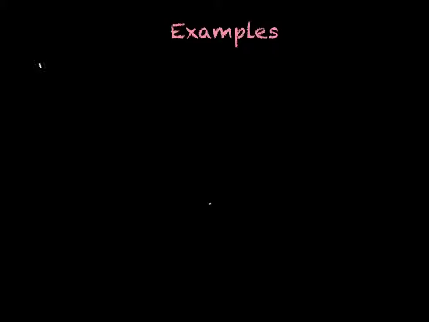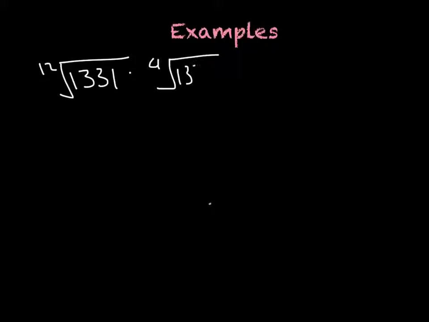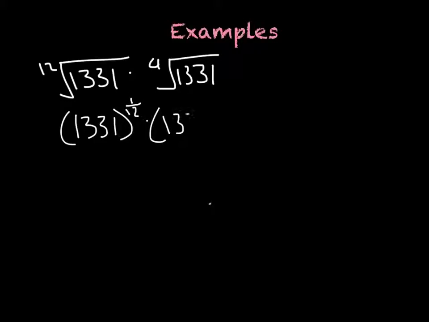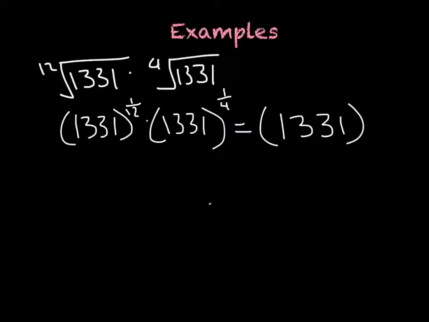Another example, the 12th root of 1,331 times the 4th root of 1,331. We can write this as 1,331 to the power of 1/12 times that to the power of 1/4. Now we can add the exponents, so we end up with 1,331 to the power of 1/3, which evaluates to 11.